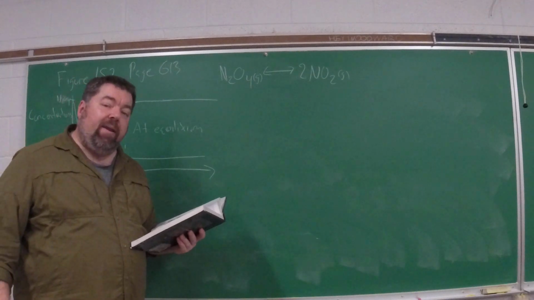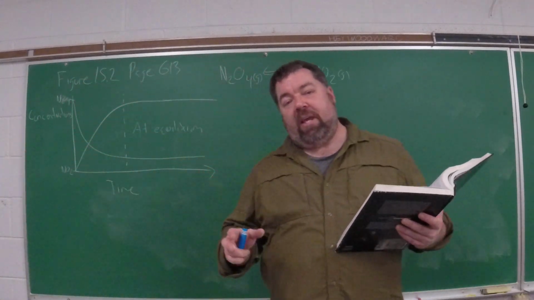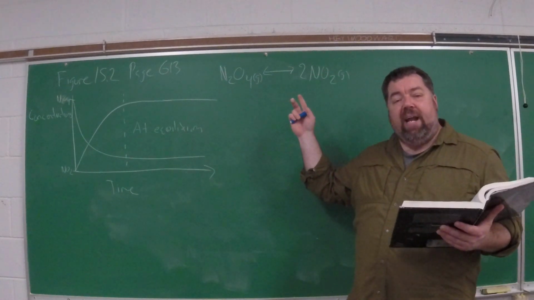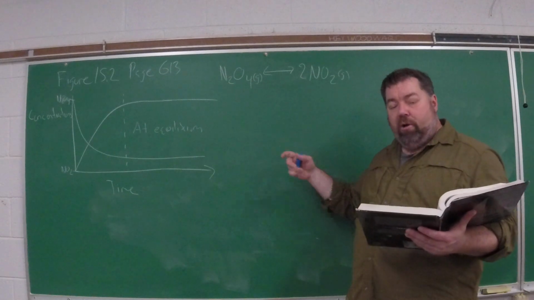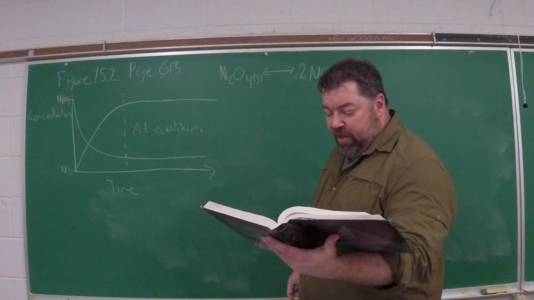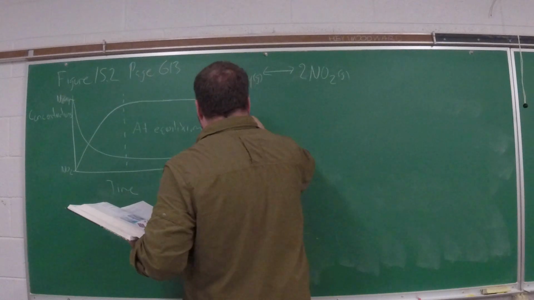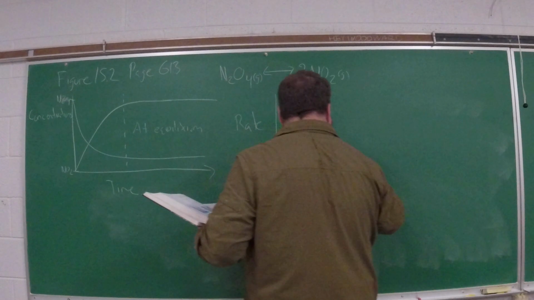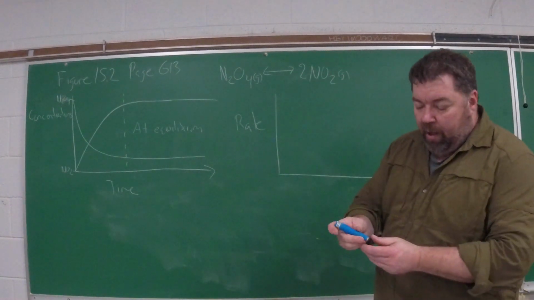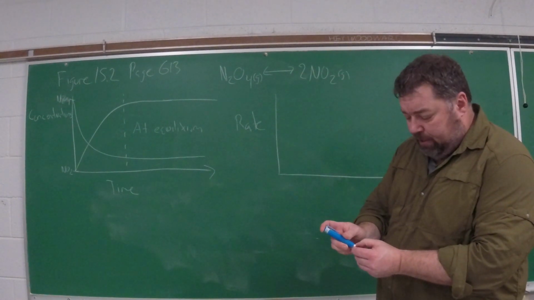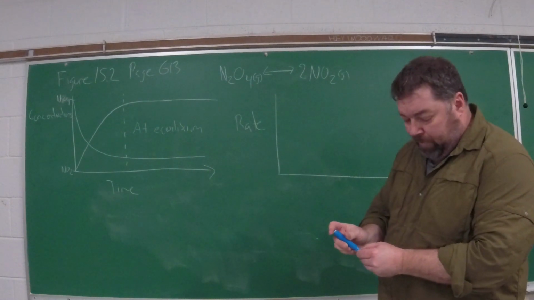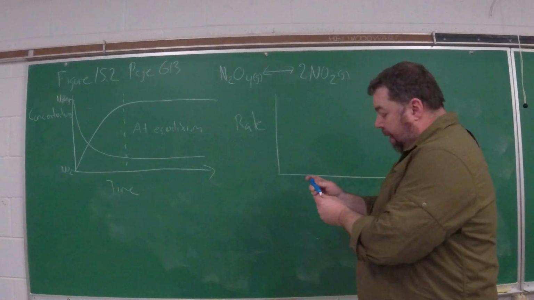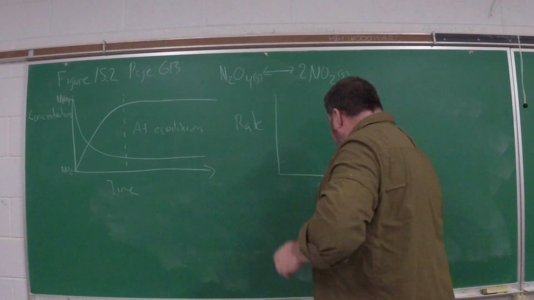Now, I told you this is a dynamic equilibrium. So these concentrations are constant, but I told you the forward rate equals the reverse rate. So let's graph the rate here. Again, this is in figure 15.2. Let's take a look at this. I have rate on the y-axis and time on the x-axis.